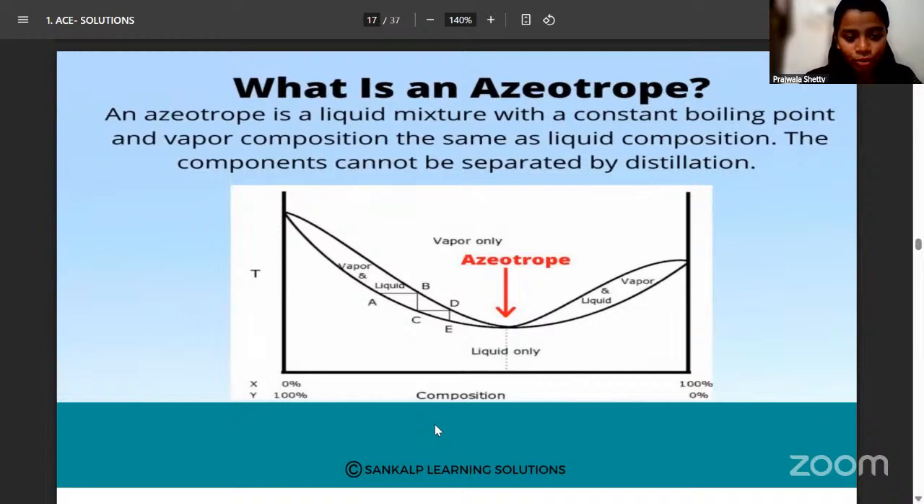If anyone knows what azeotropes are, you can text. You have live chats here. I could see some texts. Even if you are interested to answer, you can text, guys, so that we can converse with each other and continue. All right, let me continue with azeotropes.